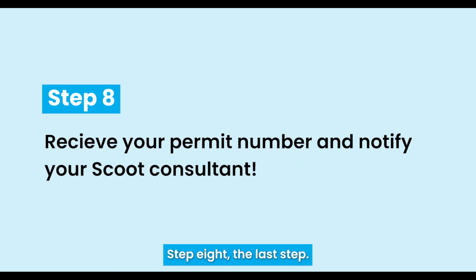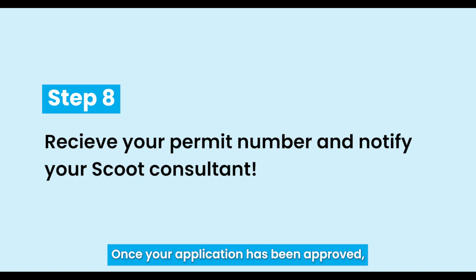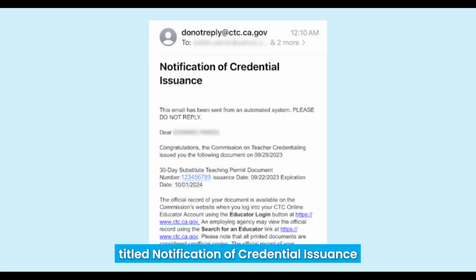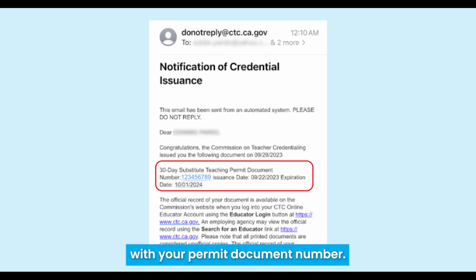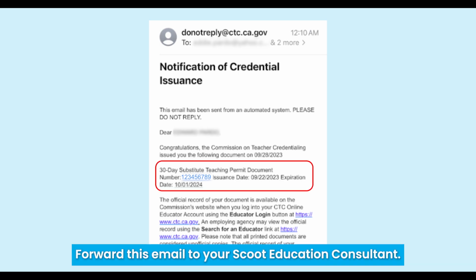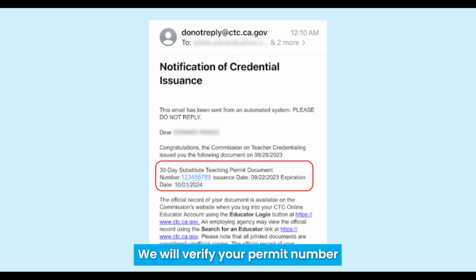Step 8. The last step. Once your application has been approved, you'll receive a final confirmation email titled Notification of Credential Issuance with your permit document number. Forward this email to your Scoot education consultant. We will verify your permit number on the CTC lookup and add the permit to your profile. You'll be ready for more work and more pay.